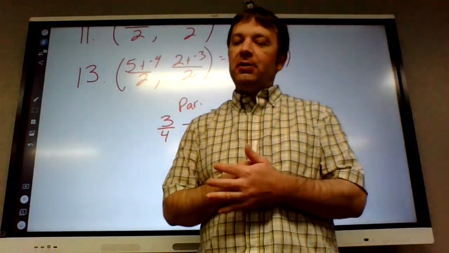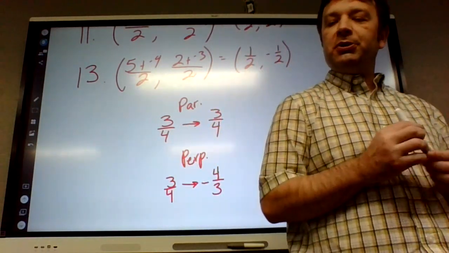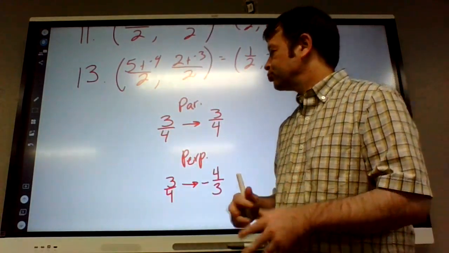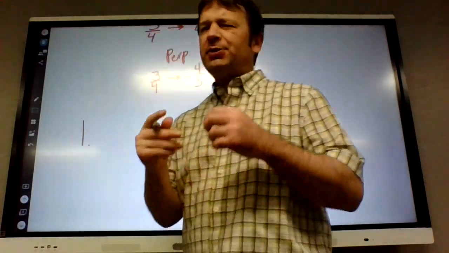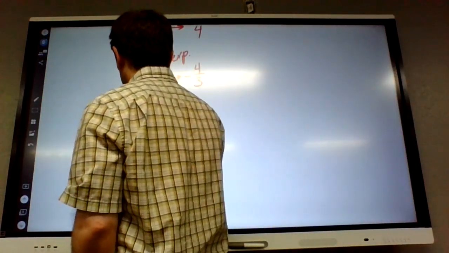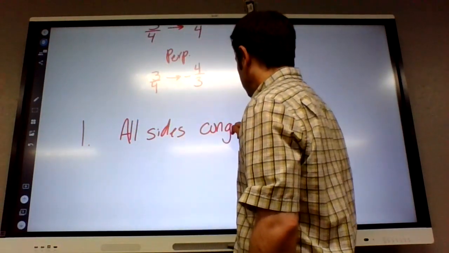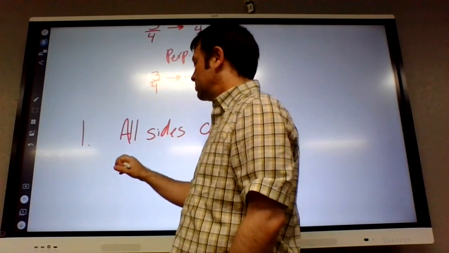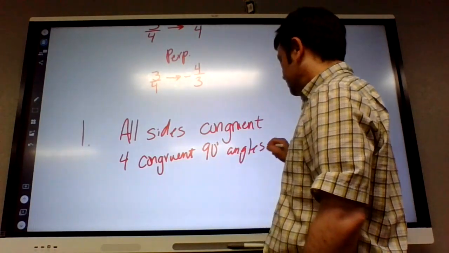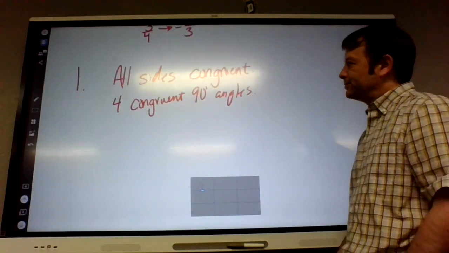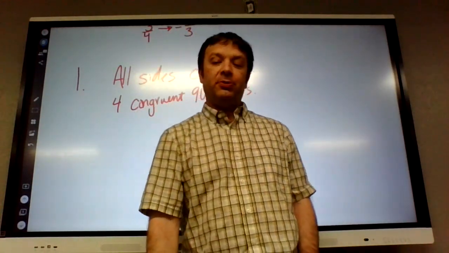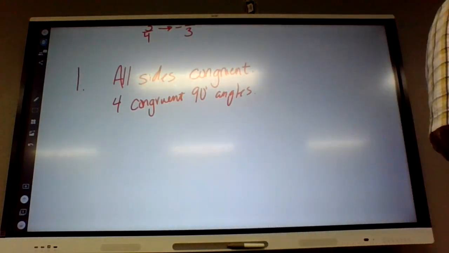Okay, on number 1, it says the figure ABCD below is a square. What would you have to show to prove ABCD is a square? What makes a square a square? All sides are congruent, and 4 congruent angles. So that's the easy part. The harder part: prove that ABCD is a square and show your work.